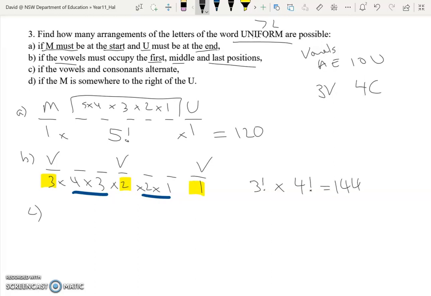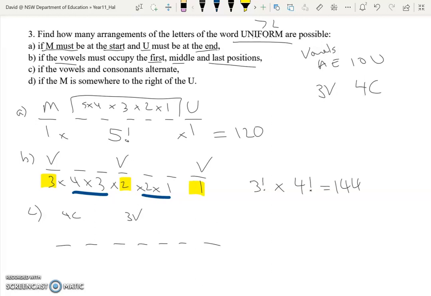Next. If the vowels and consonants alternate. So alternate means one and then the other. We've got 4 consonants and 3 vowels, 7 spots. Now, if you put a vowel at the beginning, you would run into trouble when you're alternating. Don't write this, okay? Because if you put the vowel at the beginning, you'll see there's 4 vowels and only 3 consonants, so that doesn't work.